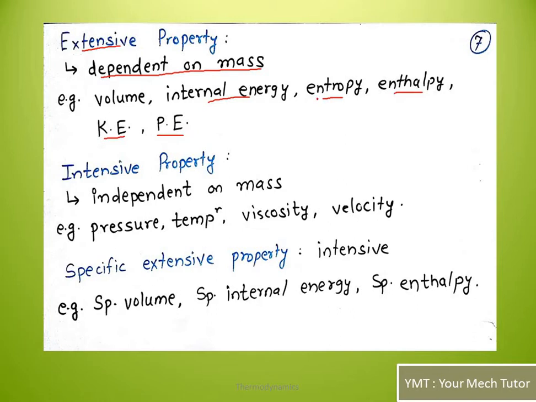So you have to remember enthalpy and entropy. Enthalpy is denoted by H, and entropy is denoted by S. Basically, enthalpy is nothing but the summation of your internal energy and work energy. H is equal to U plus PV, while entropy, denoted by dS, is nothing but the change of heat energy divided by temperature. So dS is equal to dQ by T.